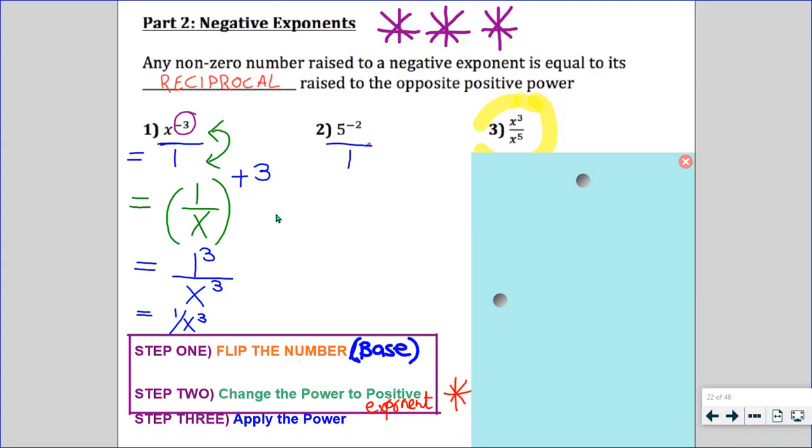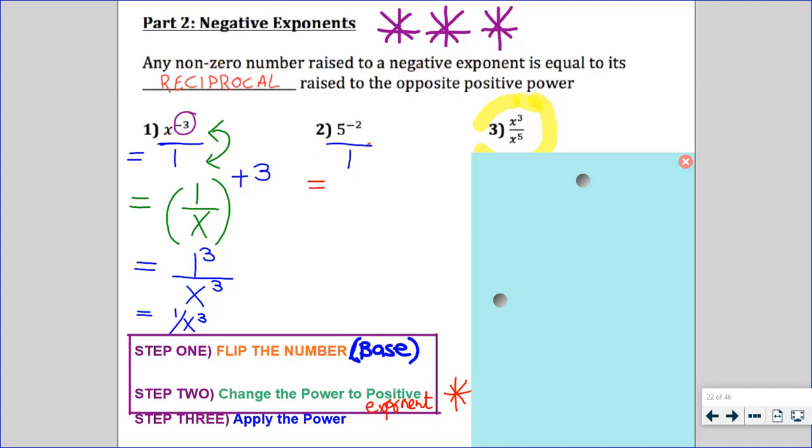Okay, we're going to tackle the next question. 5 to the power of -2. How can I flip my base? Can someone tell me how I can flip my base? 5 to the power of -2. Any hands? How do I flip that base? Come on, there's a lot of grade 9s. Miko, how do I change 5 to the power of -2? How do I flip my base?